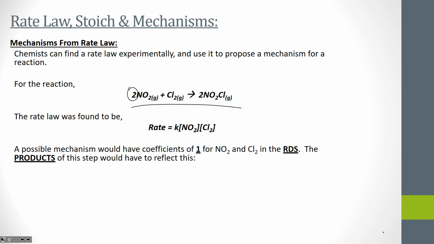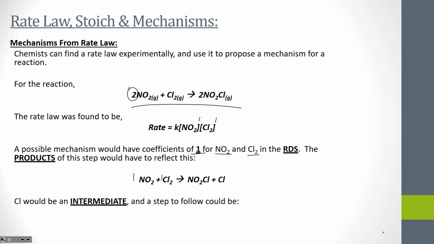A possible mechanism will have coefficients of 1 for these two reactants in your rate determining step, and then those products would have to reflect that. So step 1 could be this. This would be your slowest step. Notice you have a 1 here and a 1 here. Well, that's where those orders come from. So that means that Cl has to be an intermediate because it's not appearing in the overall reaction.